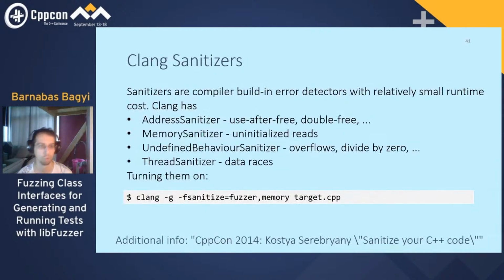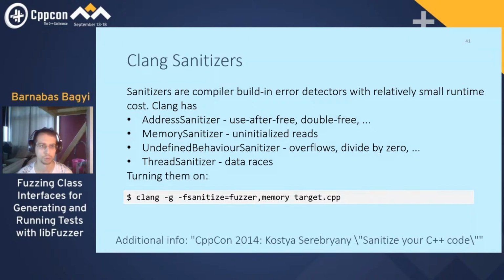But this is not all that Clang can give to us. Clang also has other useful tools that we can use, namely sanitizers. Sanitizers are compiler built-in error detectors with relatively small runtime cost, with relatively meaning between 2 and 6 times the runtime increase per sanitizer enabled. There are multiple different sanitizers available.